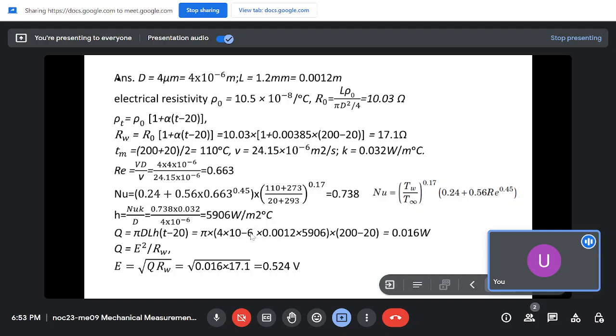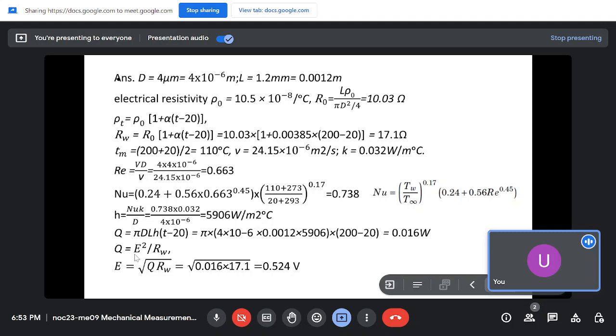D is 4 into 10 power minus 6, it's not 10 minus 6, 10 power minus 6, into L is 0.0012 into 5906 into 200 minus 20, which will give you 0.016 watt. So this will equal the power supplied to the platinum wire, which will be equal to V by Vi or V square by R. So E is the voltage, so E square by R of wire.